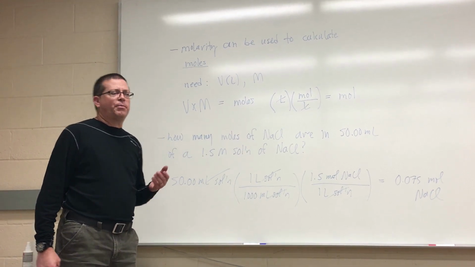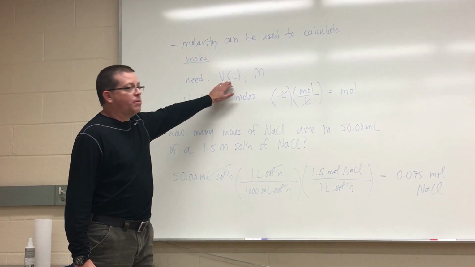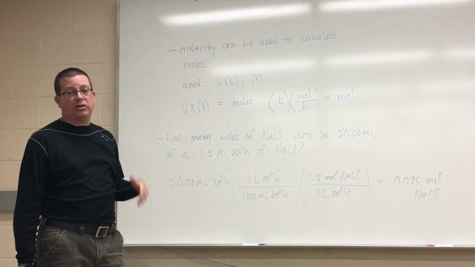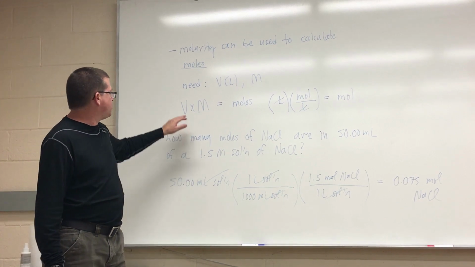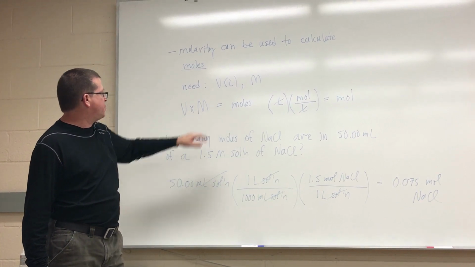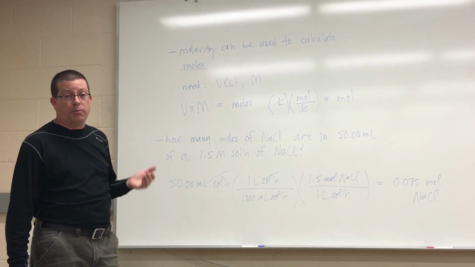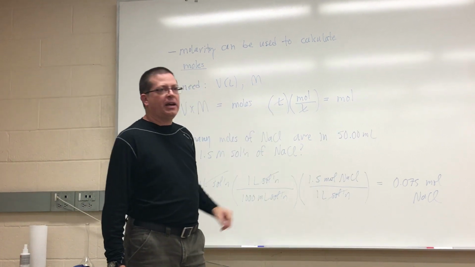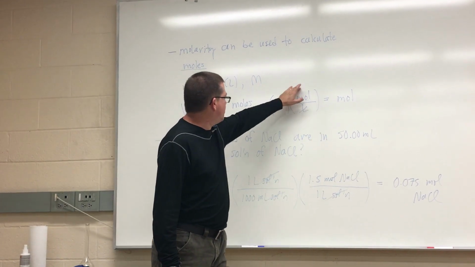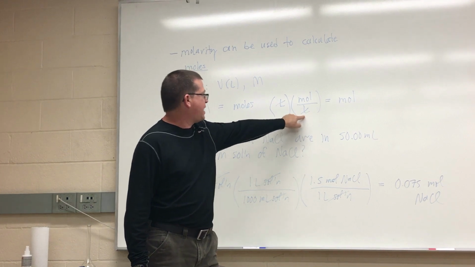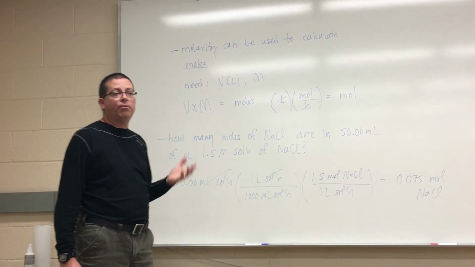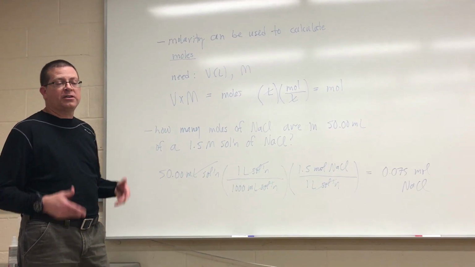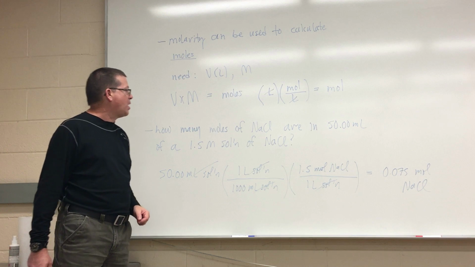In order to do this simple calculation, we need the volume of the solution in liters, and we also need the molar concentration in moles per liter. If we take the volume and multiply it by molarity, we should be able to get to moles. Here's how it works. The volume would be in liters, and if I multiply that by molarity in moles per liter, notice that the liters cancel out, leaving us with moles of the solute. So it's another way to get to moles, so we can use moles in a stoichiometry problem.